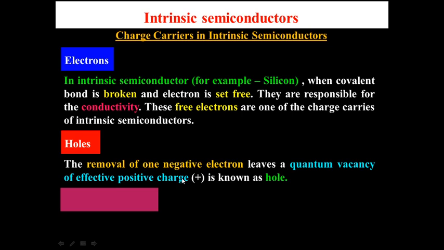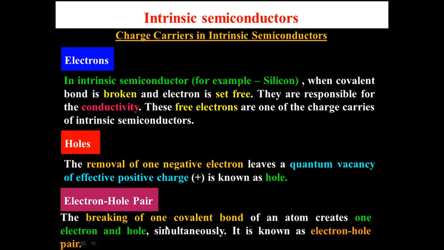Okay, now the electron-hole pair. As one covalent bond is broken, one electron becomes free. Simultaneously there is the creation of a hole. It means one electron-hole pair is generated as the breaking of one covalent bond of an atom creates one electron and one hole simultaneously. This is nothing but the electron-hole pair.